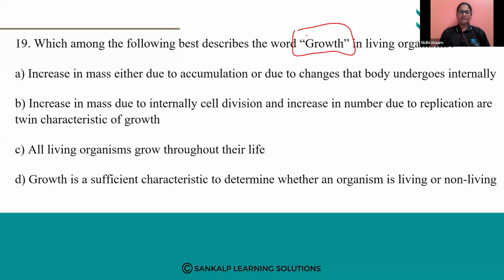See here, the first one, increase in mass due to accumulation or due to changes that the body undergoes is not a correct definition of growth. Only due to accumulation the growth will not occur. Growth will occur continuously and systematically. Growth only by accumulation in one place will not happen. Then, increase in mass due to internal cell division.